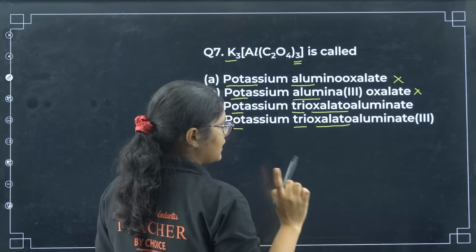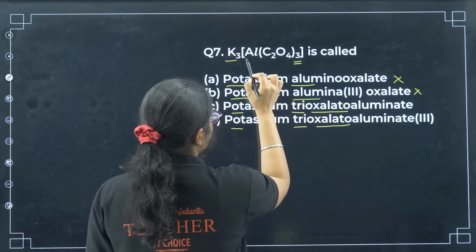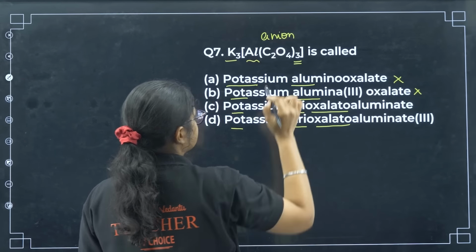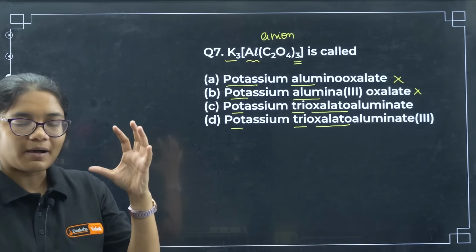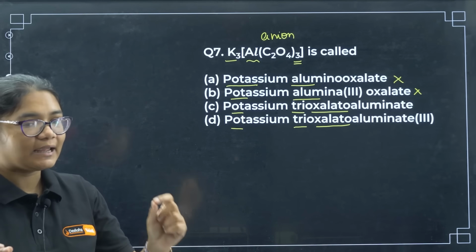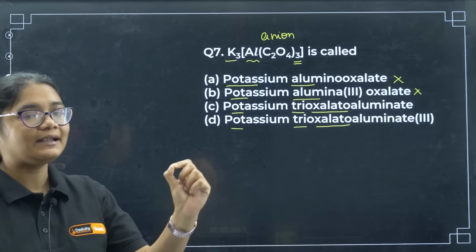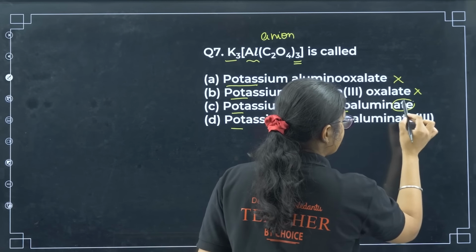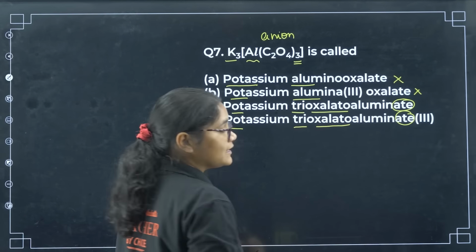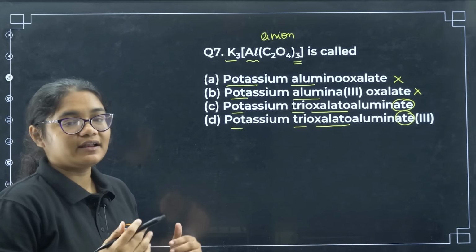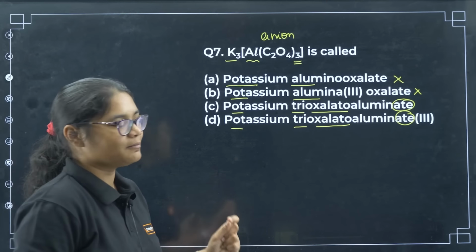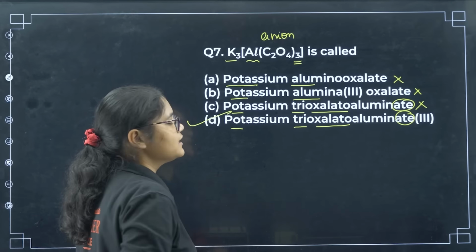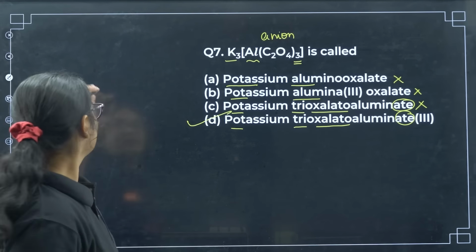Trioxalato, yes, these 2 are still in the game. Now if you remember, if the metal is a part of an anionic complex, then the name of the metal will end with -ate. That is the rule. Here it is given aluminate, here also aluminate, so both satisfy this. But after the name we have to mention the oxidation number. Here you can see there is no oxidation number, so I will eliminate this one. So option D.